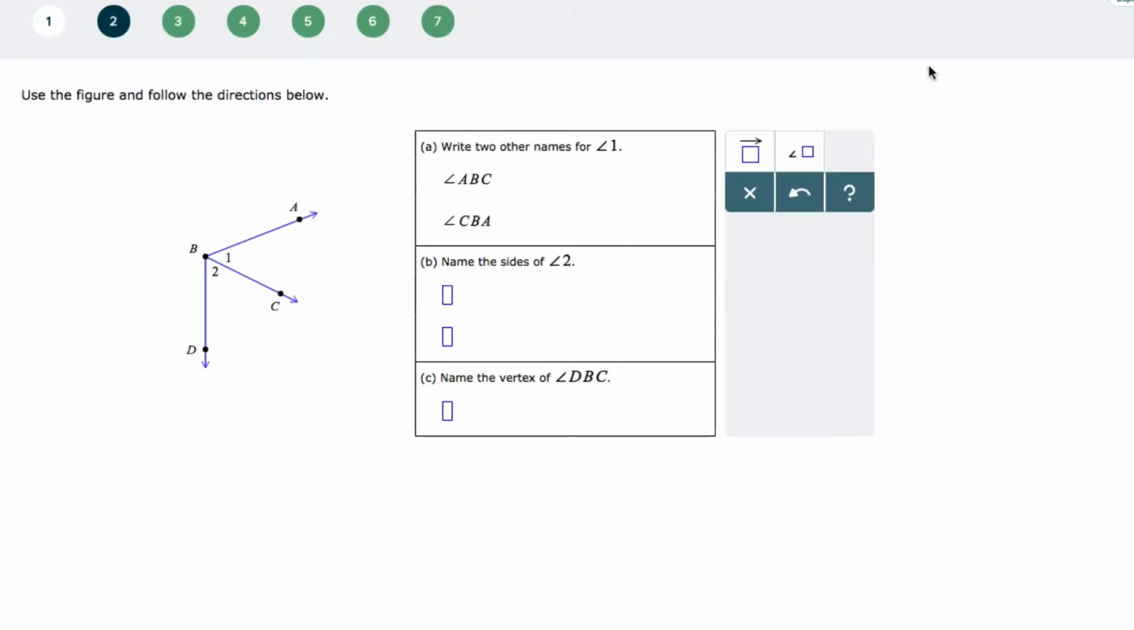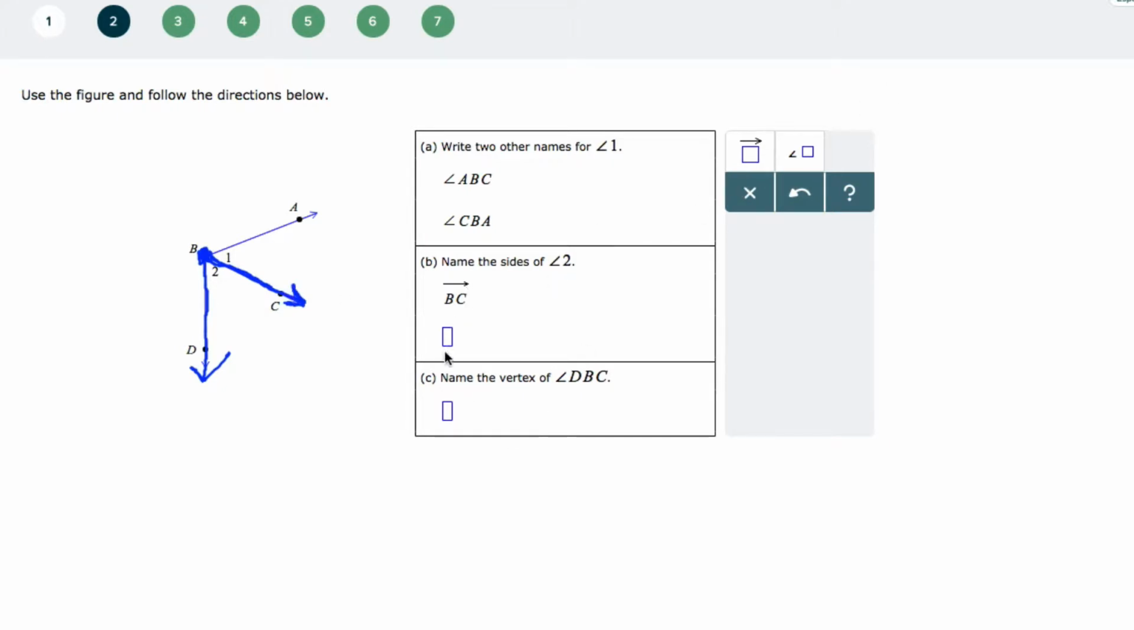Angle 2. Name the sides of angle 2. Angle 2 we see has a side right here and a side down here. This side starts at point B and looks like it's a ray that goes through C. A ray keeps going forever. So we're going to use that information and say it's a ray BC. Now we have to be careful, make sure the B is at the endpoint because that's where it ends, and C is at the arrow because that's where it continues on forever.